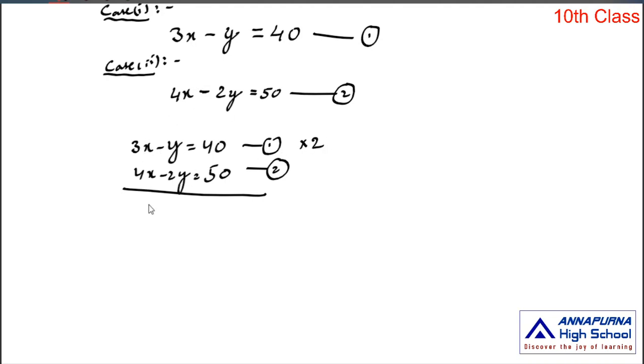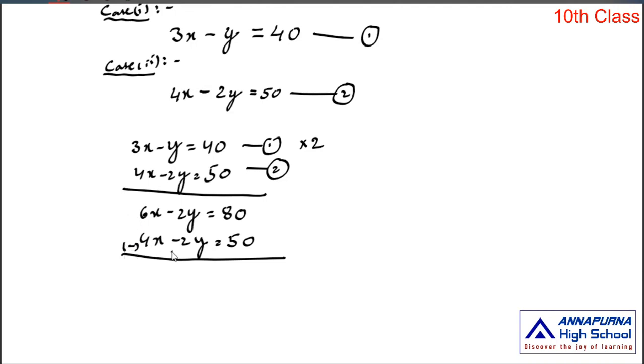So 2 into 3x, 6x minus 2y is equal to 40 into 2, 80. The second equation, 4x minus 2y is equal to 50. Now subtract the second equation from the first equation. Why? Because here the signs are same. That's why I subtract the second equation from the first equation, so I change the signs of the second equation.